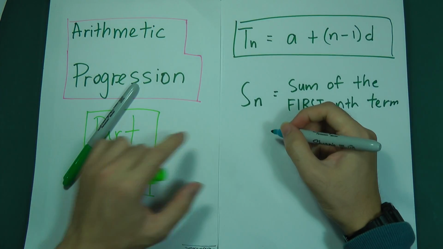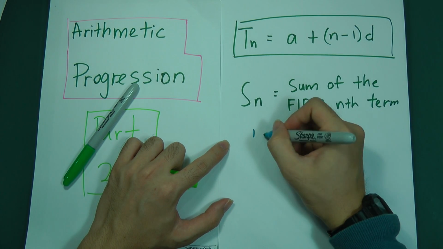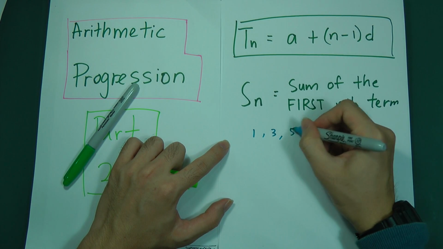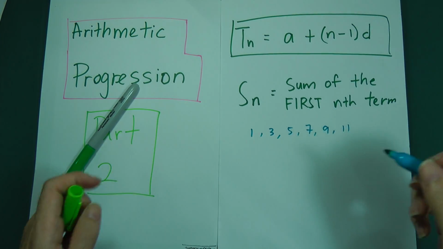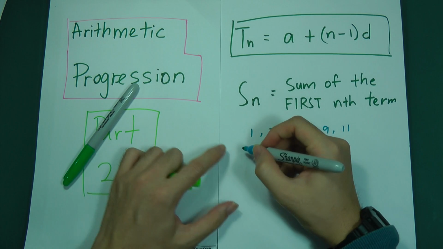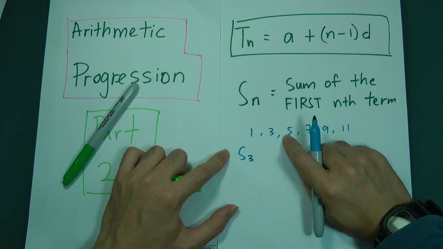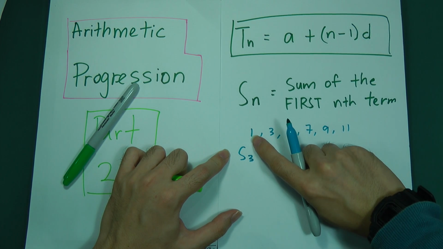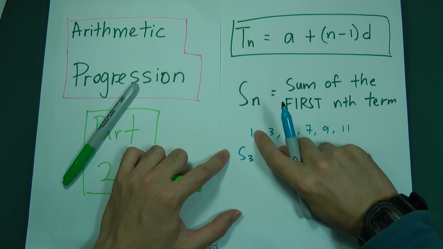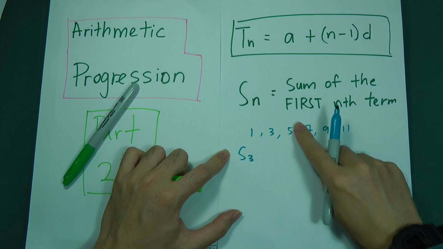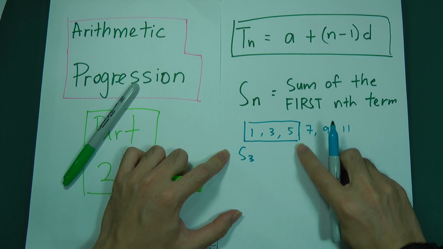Let's say I have 1, 3, 5, 7, 9, 11. When I say S3, it means the sum of the first three terms, which is T1, T2 and T3. I add these three together, and we call it S3.